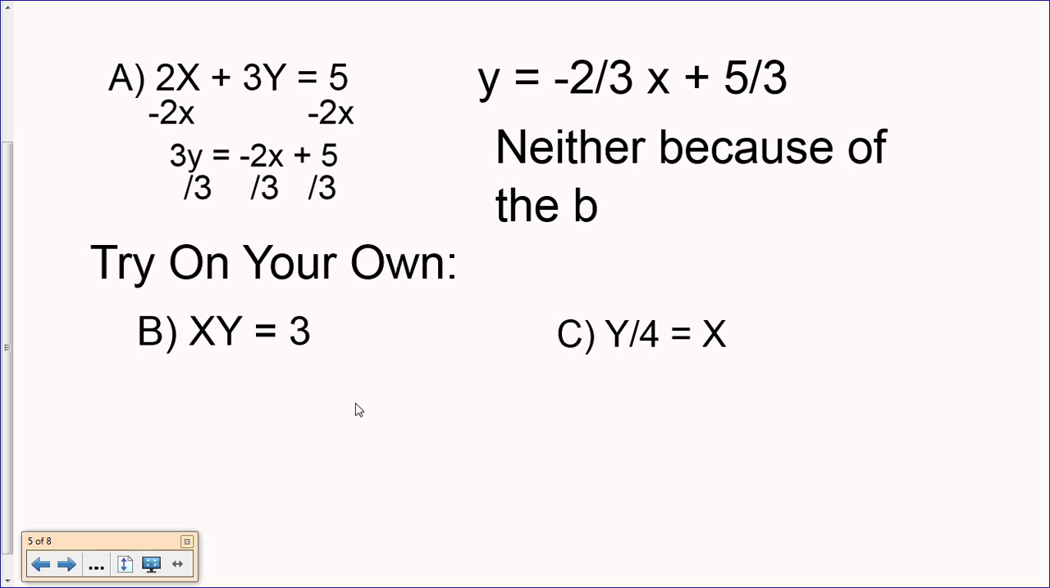Good luck. Okay, so looking at this one, we had to get y by itself, so we'd have to divide both sides by x, giving us y equals 3 over x. That is our inverse variation. Whenever you have a number over x, that's an inverse variation. Here, to get y by itself, I would multiply both sides by 4, leaving me with y equals 4x, which is what a direct variation looks like. Anything where you have a number times x, or x is divided by a number, that's direct.